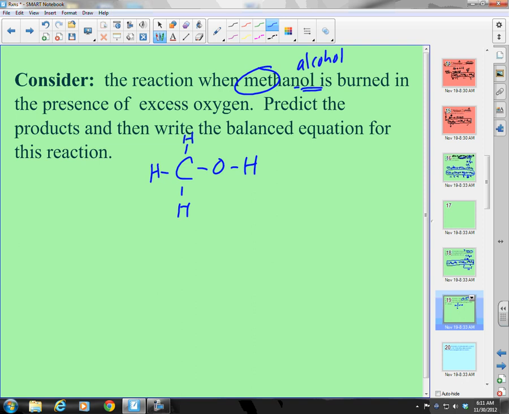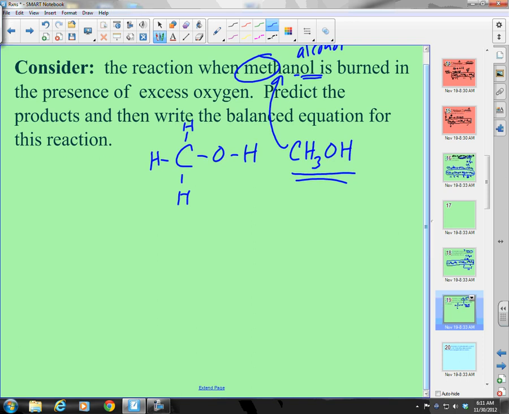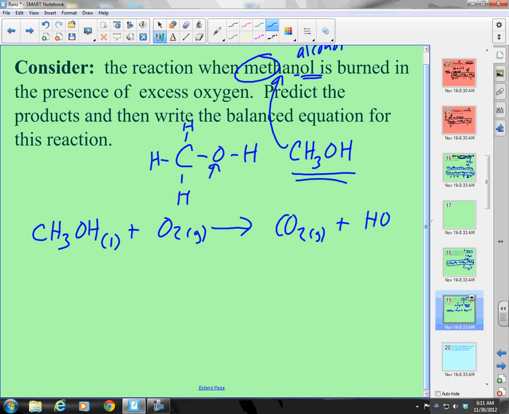And what is the equation for this? CH3OH. Okay, CH3OH. I'll probably give you most of these alcohols. It doesn't hurt to memorize them. And remember, all you're really doing is sticking an oxygen in between your carbon and hydrogen. Now, let's balance this. CH3OH, and it is a, oh, I didn't tell you, it is a liquid, plus oxygen gas. And what's it going to form? Carbon dioxide gas plus water vapor.